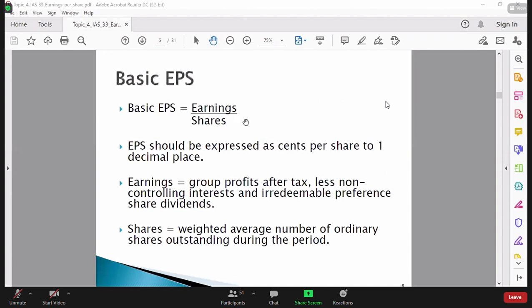So how to calculate EPS? This is what I mentioned just now. You have earnings divided by shares. You should express it per share to 1 decimal place only, in cents. On the earnings here, it is profit after tax, and then you need to deduct any non-controlling interest and irredeemable preference share dividends. For the shares here, you will have to calculate the weighted average number of shares, if it is affected during the year. That will be the difference between your Insimbel calculation and today's calculation.